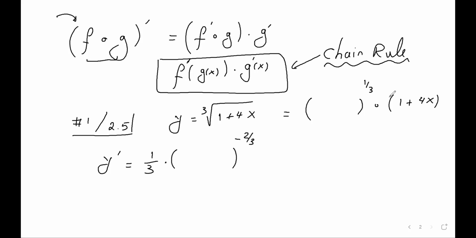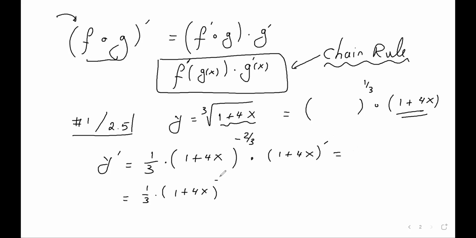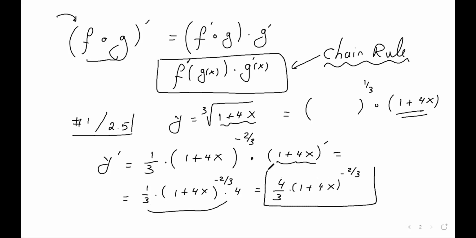I'm going to put in here 1 plus 4x because the composition stays the way it is, the second function stays the way it is, times 1 plus 4x prime. And this is going to end up being, for the final result, 1/3 times 1 plus 4x to the negative 2/3 times 4 from 1 plus 4x prime. Or if you combine the constants, 4/3 times 1 plus 4x to the negative 2/3. So this is the final result.